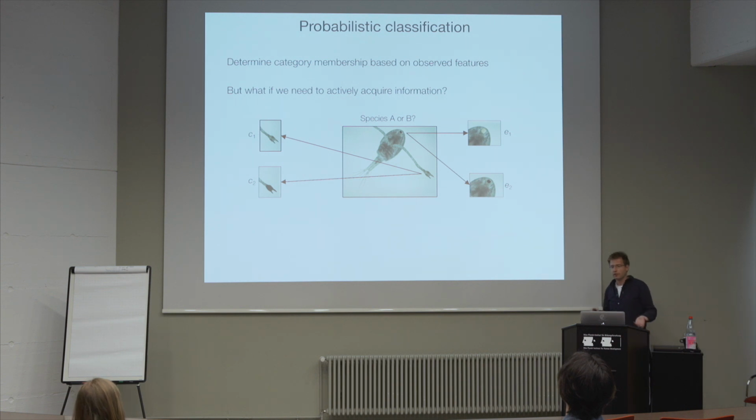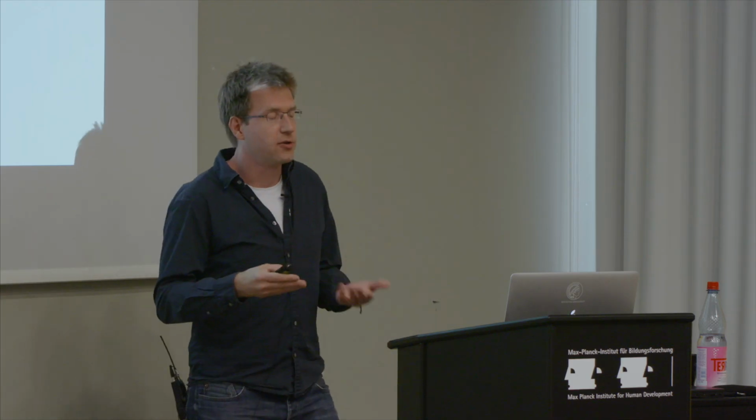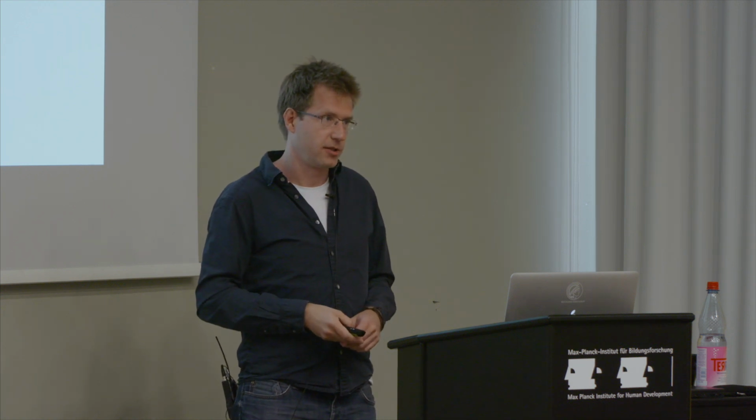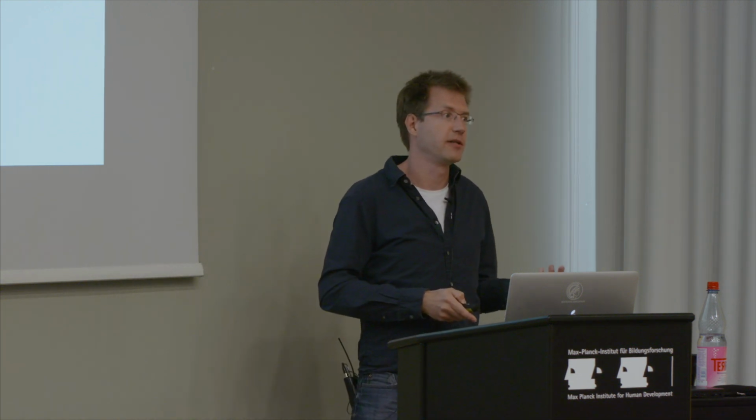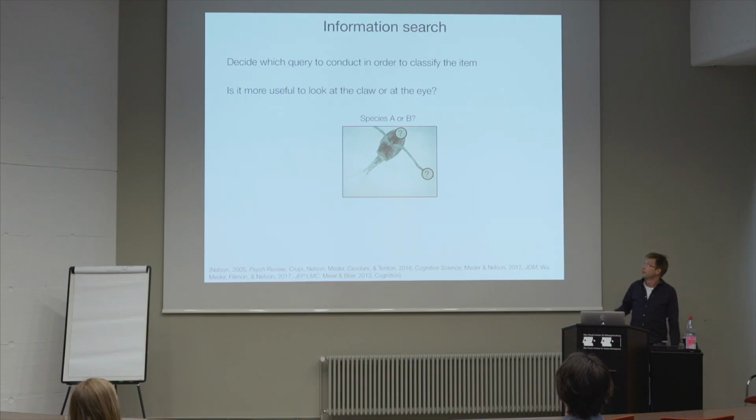There's a lot of research and a lot of models which aim to understand how people make these categorization decisions. And typically, you're presented with full stimulus information. So you have information about all the features, and your task is to relate the features to the categories. But what if we do not have all the information available, but need to actively acquire it? Say you don't know which kind of eye this thing has or which kind of claw this thing has. How can we build a model that tells us which of these features, which of these queries, is more useful to achieve good performance?